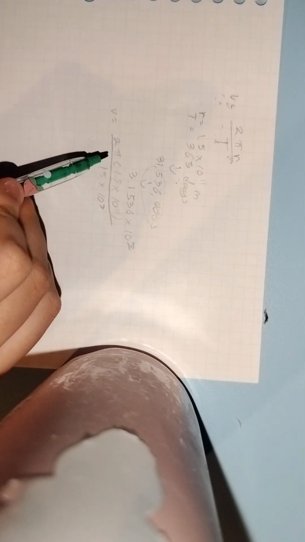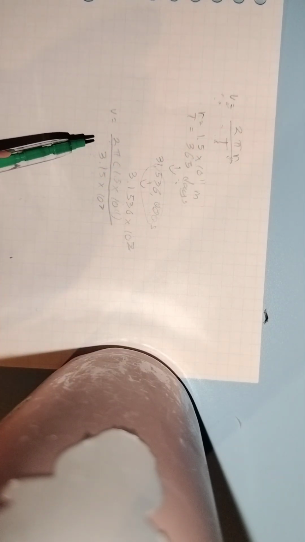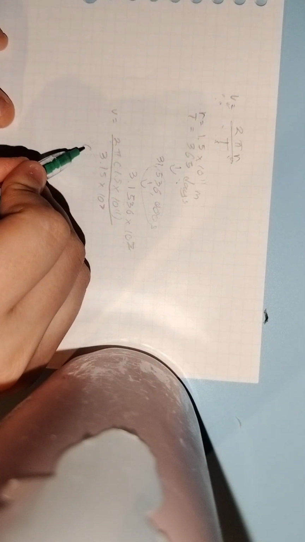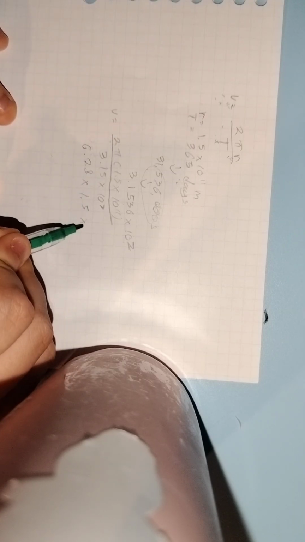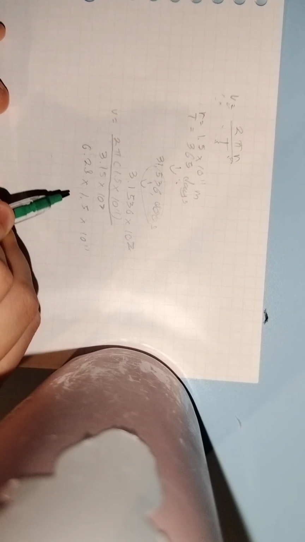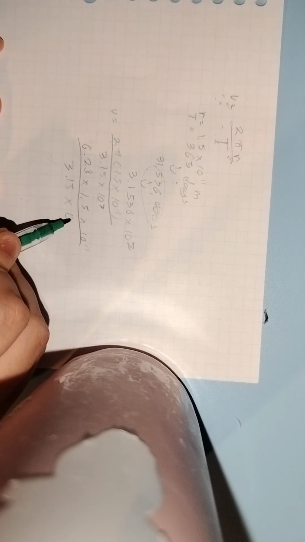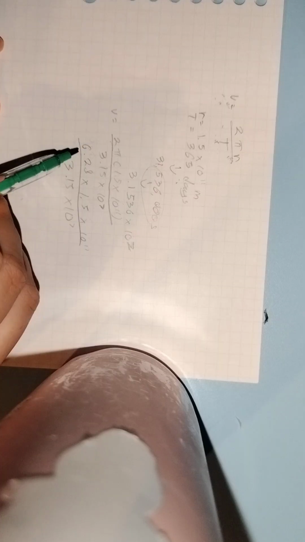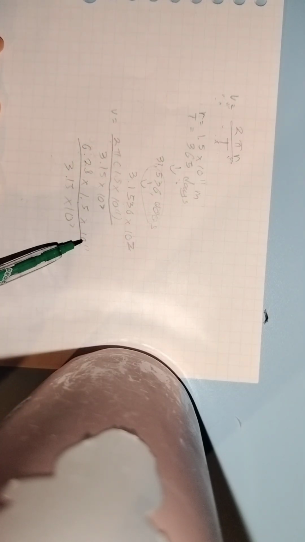So first of all, let's focus on the top with 2 pi and 1.5. So first of all, we need to multiply pi by 2, which is 6.28, times 1.5 times 10 to the power of 11, divided by this. And then now we just need to multiply this and this. We can ignore this because we need to save this for later.